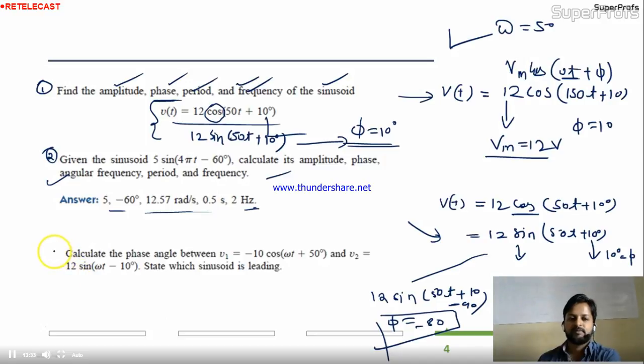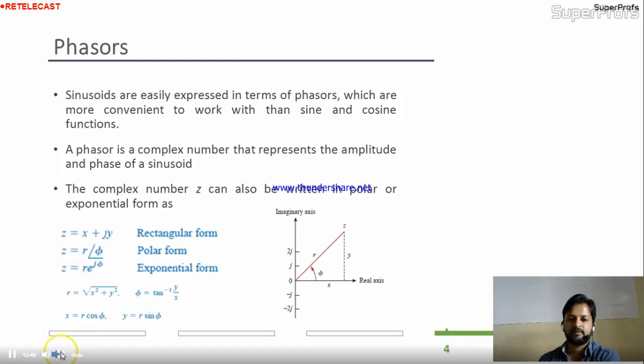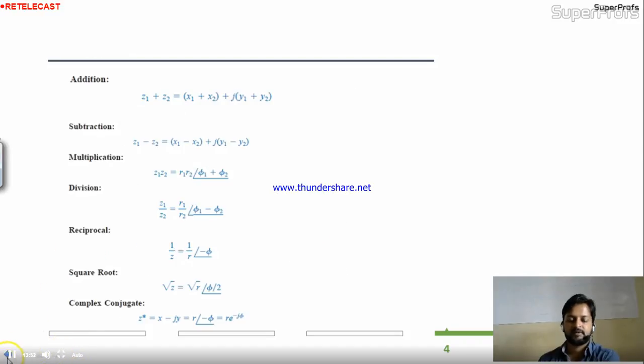Now, come to the third one. In the third one, they're saying to calculate the phase angle between V1 and V2, and state which sinusoid is leading. I should say you first leading, and okay, we'll come to that later. First see this.